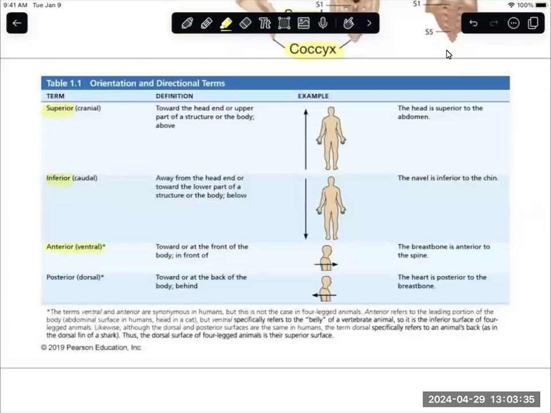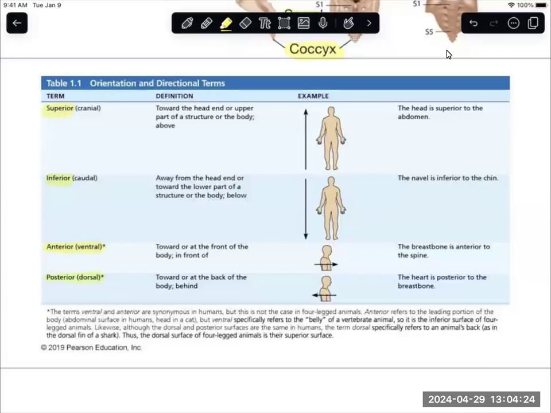Anterior. Ventral is the other term that you will hear for anterior. Ventral means anterior. It's just the anatomical term for anterior, and it just means something that's towards the front of the body. The example from this book here is your breastbone is anterior to your spine. Your heart is anterior to your spine, your abdomen, your stomach. I should say your actual stomach is anterior to your kidneys, to your pancreas. So anterior can be used for a lot of things.